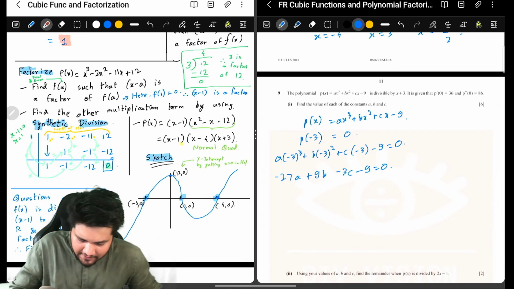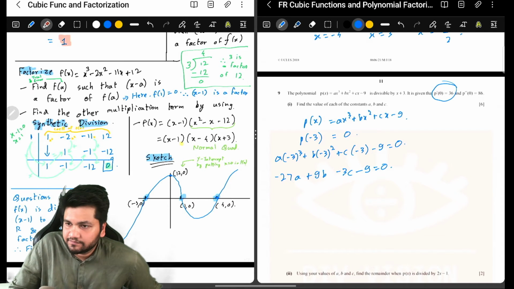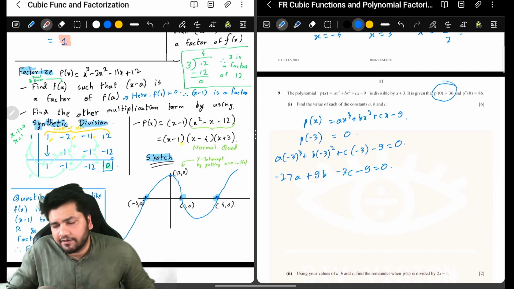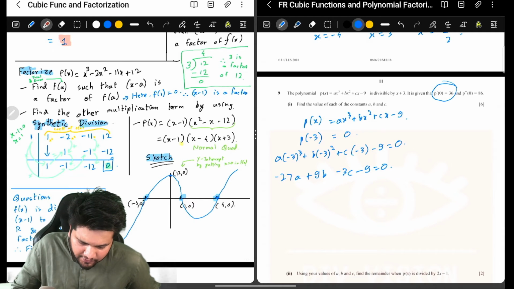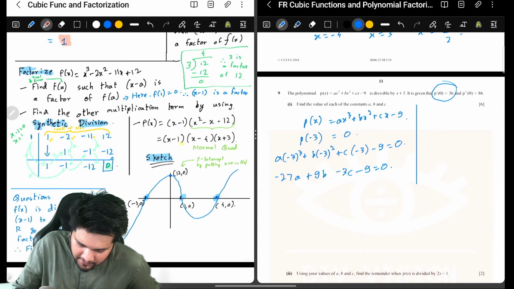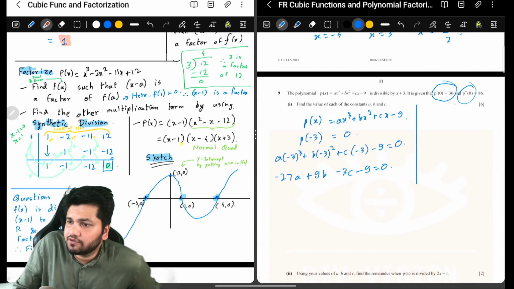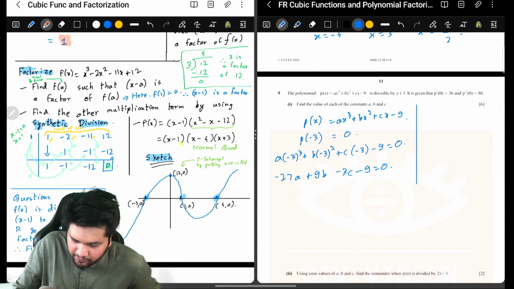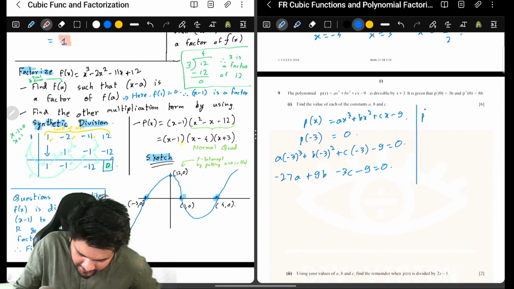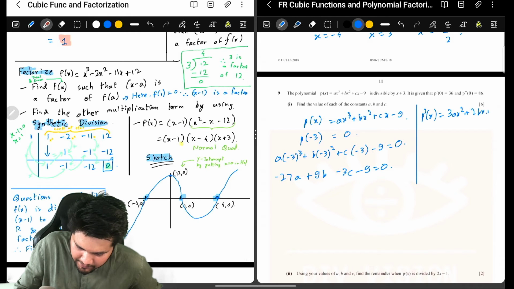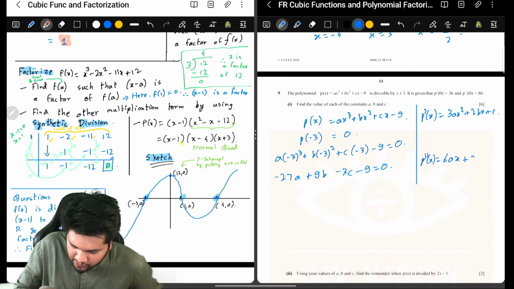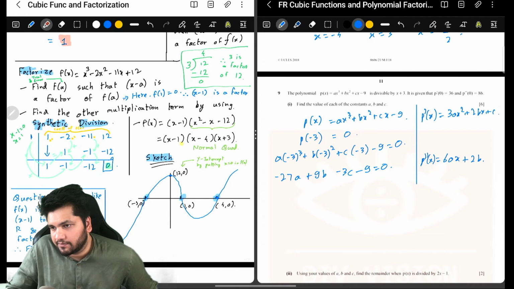Now again, what they have given is that p dash of 0 is equal to 36. They will mix up derivatives and cubic functions altogether. So for that, first of all, we need to find p dash of x. Also, they have said p double dash of 0 is equal to 86. So we'll have to double differentiate it. So p dash of x is going to be 3ax square plus 2bx plus c, right? And similarly, p double dash of x is going to be 6ax plus 2b, because obviously the derivative of a constant is nothing but 0.